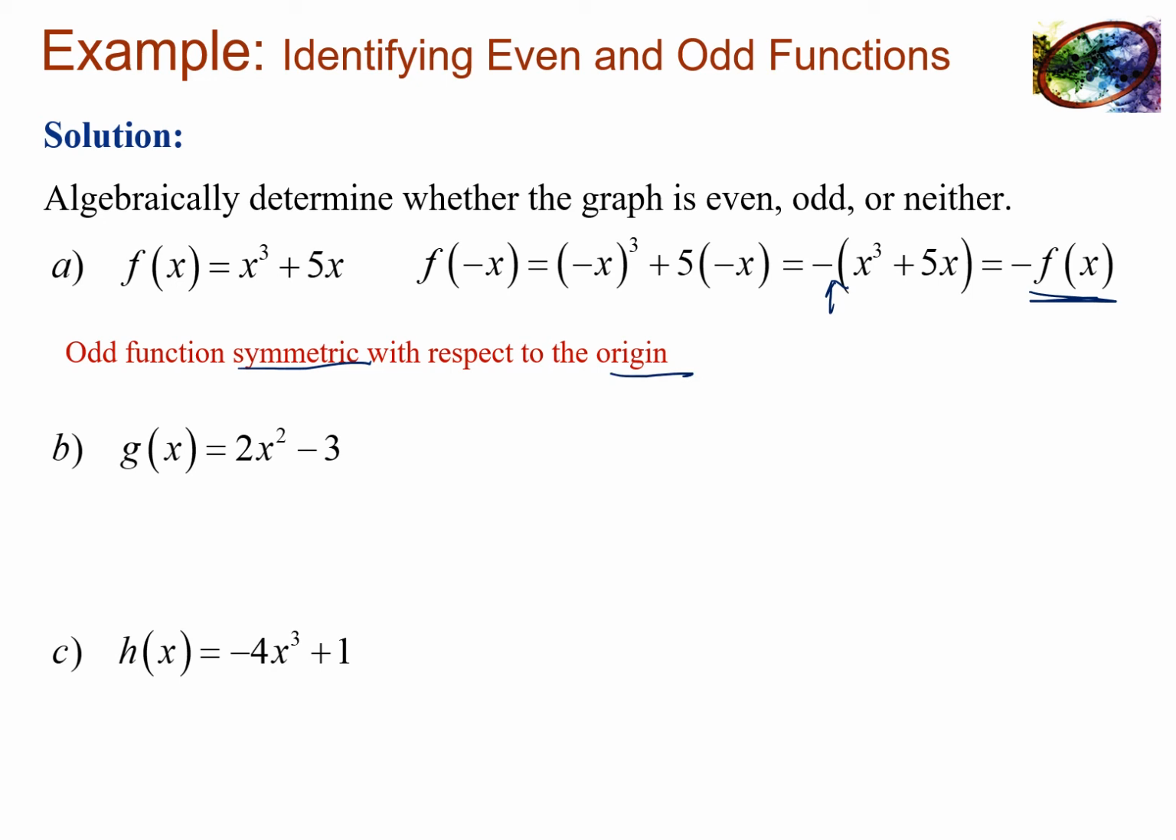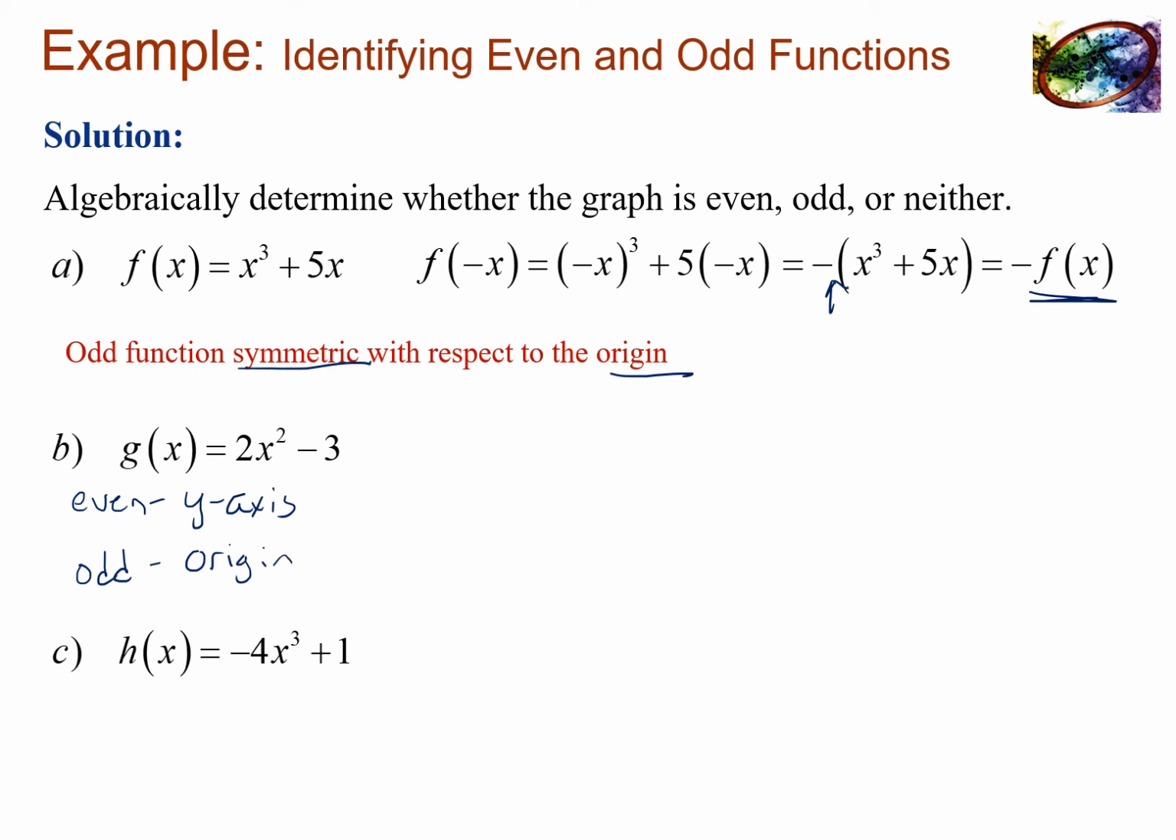All right, part B is going to be a power of 2. So right away you're going to think, that's a parabola. Can we get that to have symmetry? Remember, even is going to be the y-axis, if you're a visual kind of learner, and odd is going to be the origin. Okay, so how do we test this one?